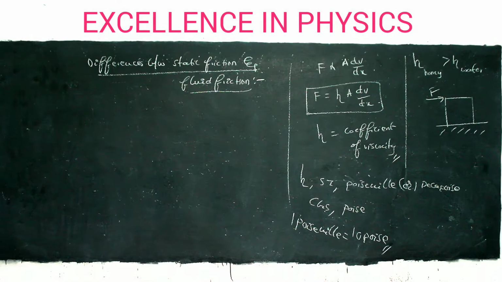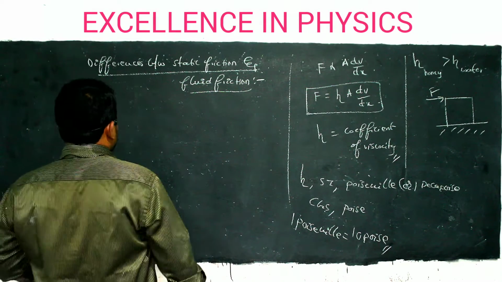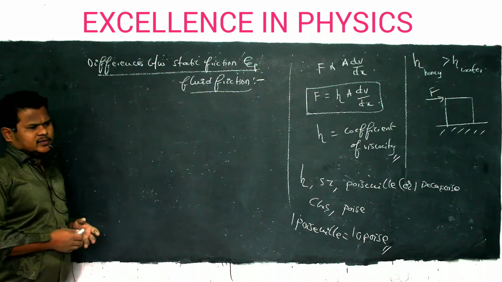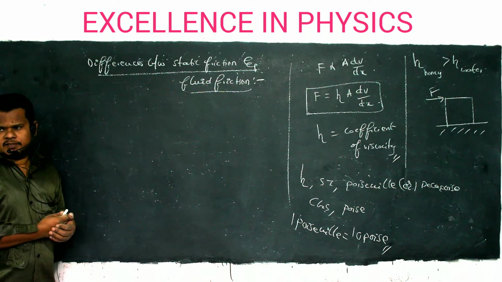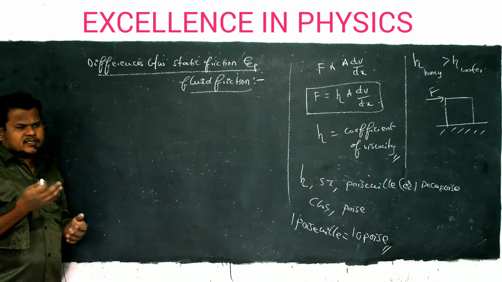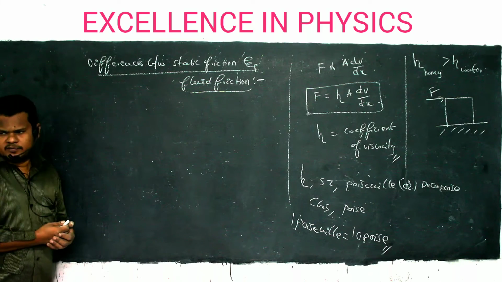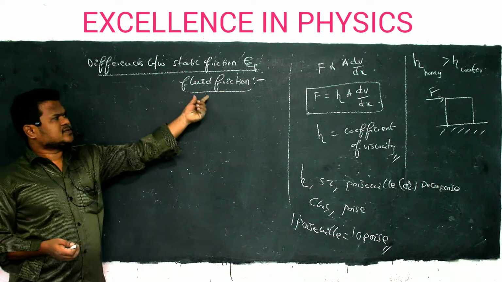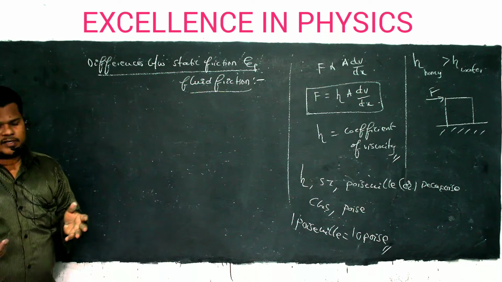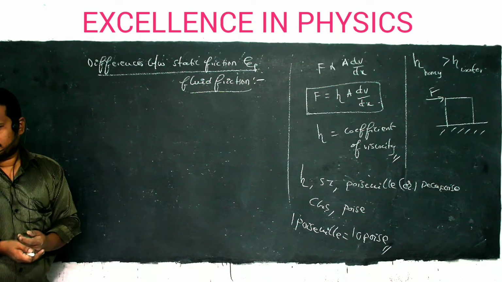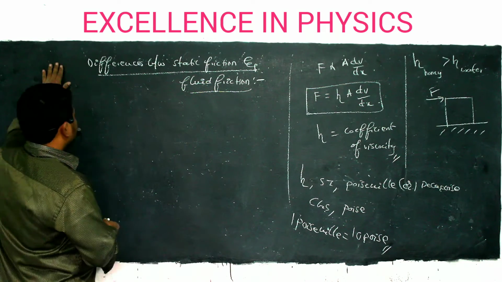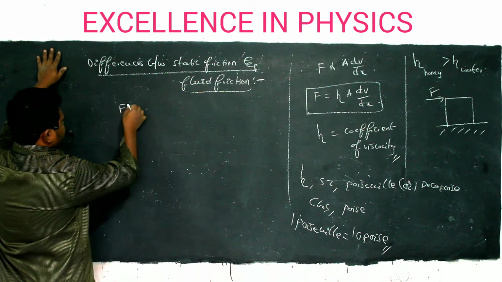Okay? So, differences between static friction and fluid friction. What is meant by static friction? Friction existing between solids is called static friction, and friction in liquid is called viscous drag, or you can call it fluid friction also. Are you able to understand? Okay. Now, fluid friction depends on these parameters, no?